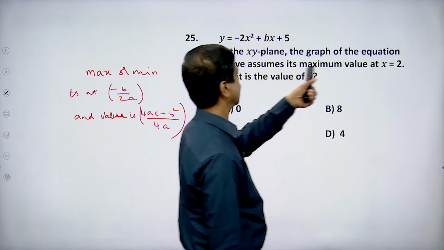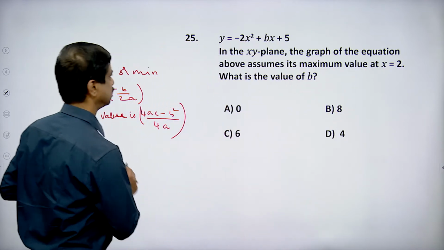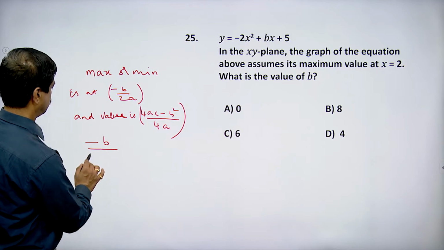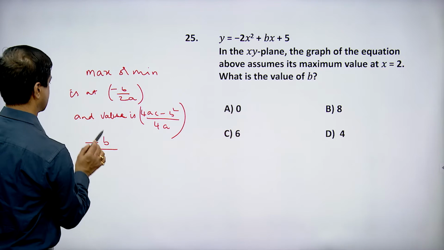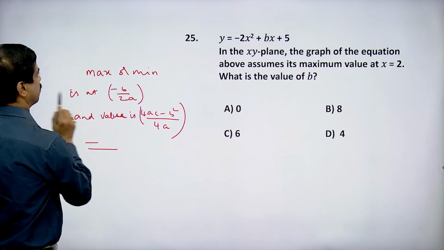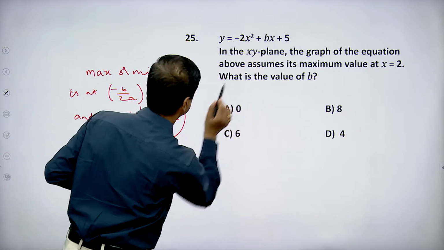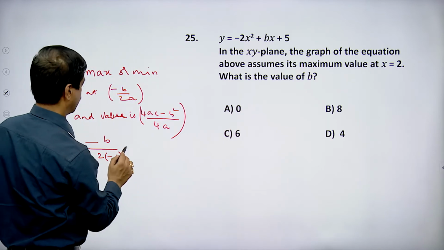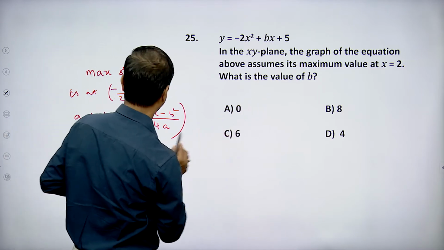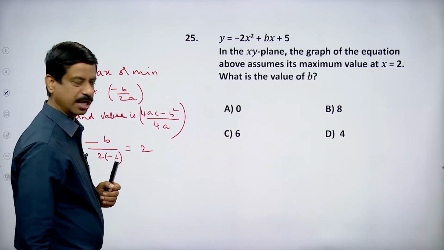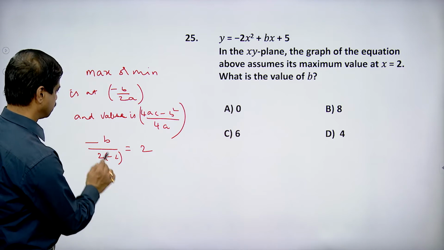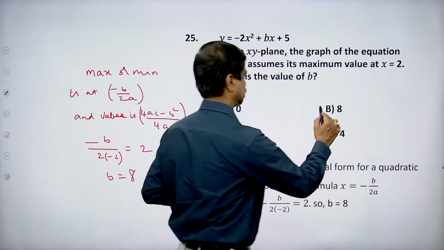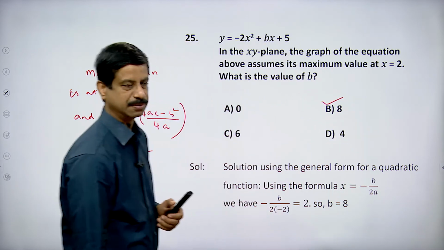So, it is at x equal to 2, means minus b by 2a. Let us write directly instead of wasting our time. Minus b by 2a, a is minus 2, equal to 2, he gave x is 2. So now minus minus gets cancelled, b equal to 8. So this is option B. Please note it fast, quick.